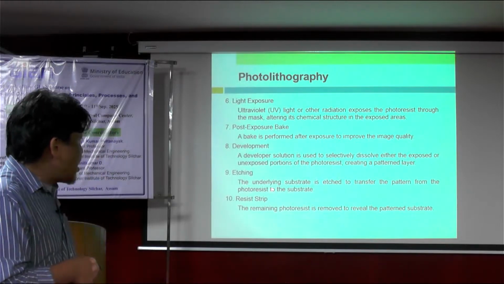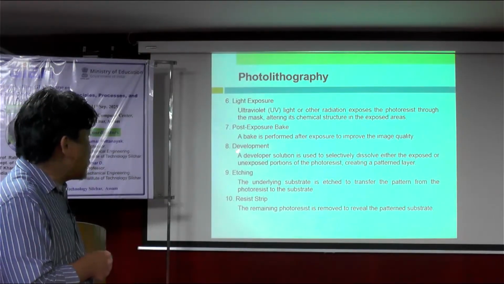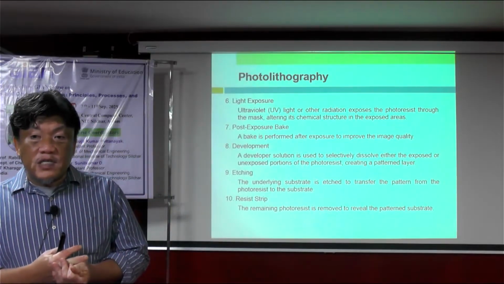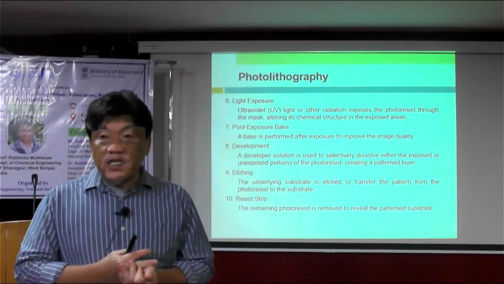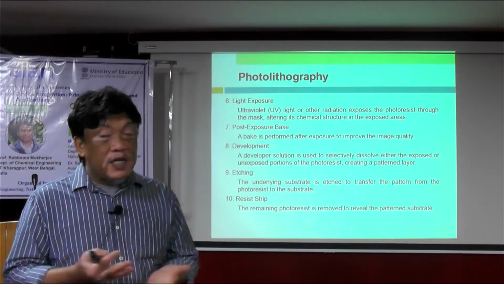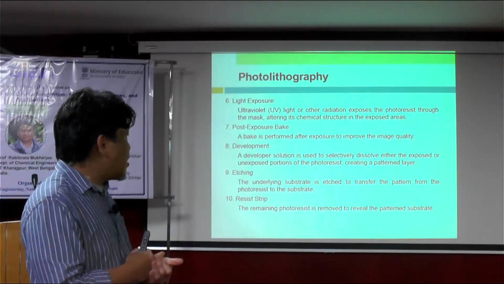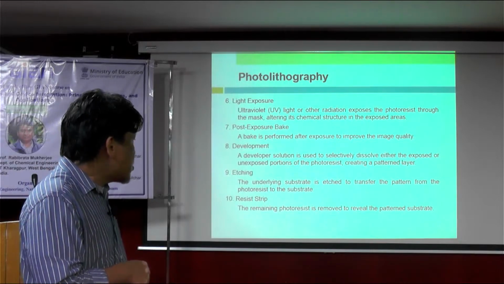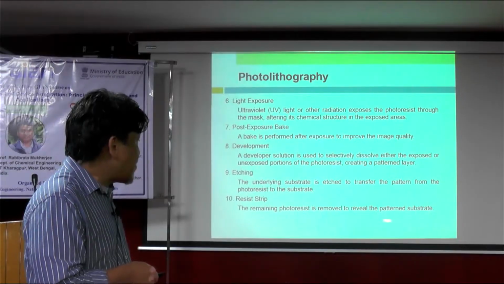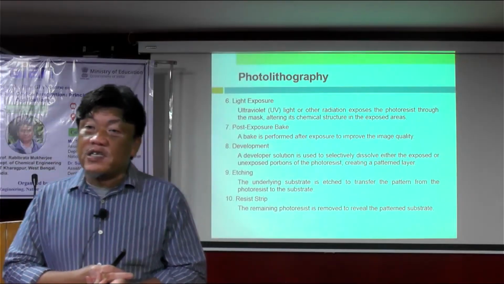Then etching: the underlying substrate is etched to transfer the pattern from the photoresist to the substrate. So basically, when you develop, you are exposing part of the silicon substrate to the pattern that you are going to make. So etching is to remove the part as intended by the pattern, meaning the exposed part will be removed by the etching process. Then resist strip: the remaining photoresist is removed to reveal the patterned substrate. So you remove all the photoresist that you use. It's kind of washing out everything.